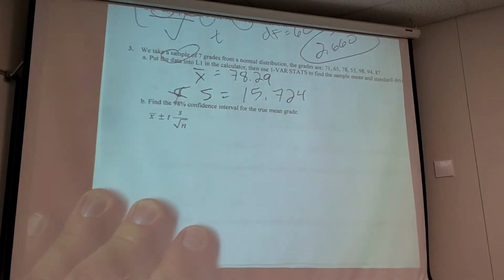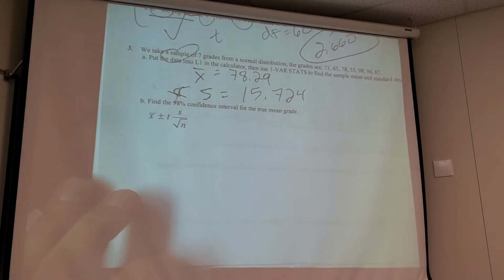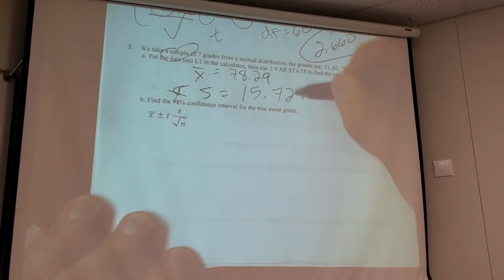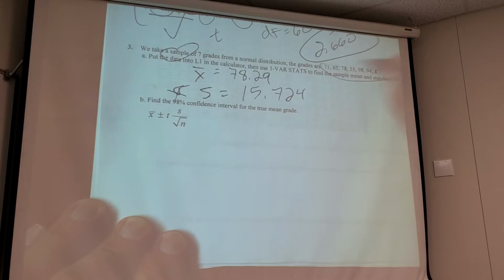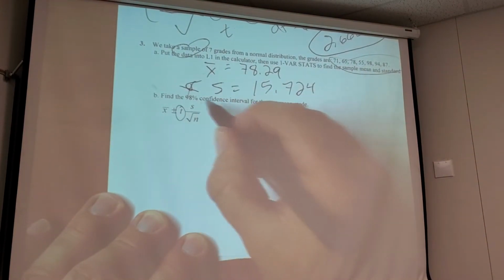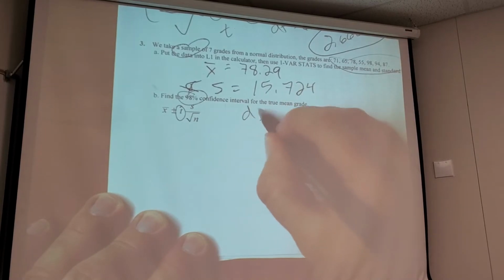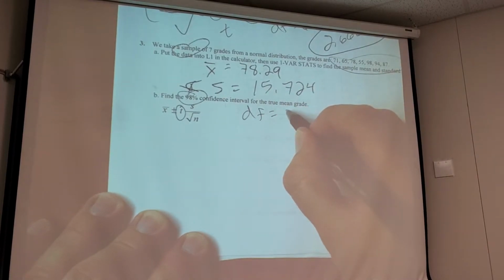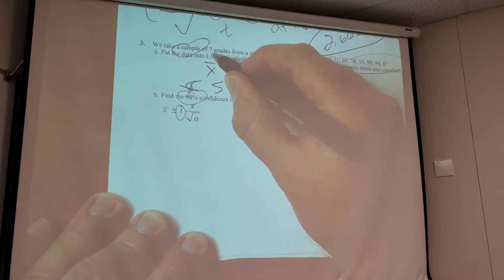724? Is that what you guys got? Yeah. Okay. Make sure you can do that, because you know I'm going to give you problems like this. And now, how do I get the t-score? I want 98% confidence. What's my degrees of freedom? 6, because my sample size is 7.